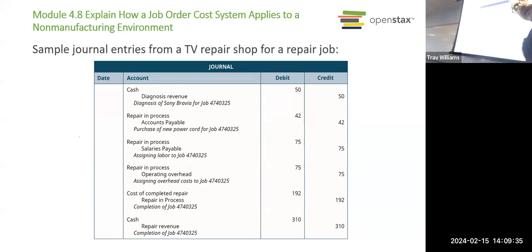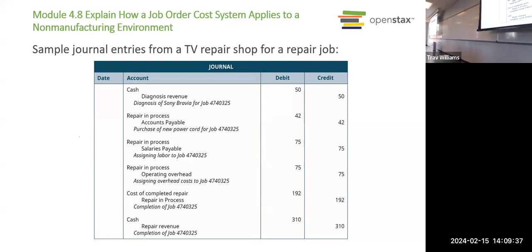Okay, so somebody brings in their TV to a repair shop and they pay to first have it diagnosed. So they pay $50 and the repair shop records that as diagnosis revenue, right? They earned it because they did the diagnosis. And then the person decides to authorize them to proceed with the repair. Now, the repair involved buying a new power cord. Apparently that was part of the problem. And so the company had to order the power cord from the supplier.